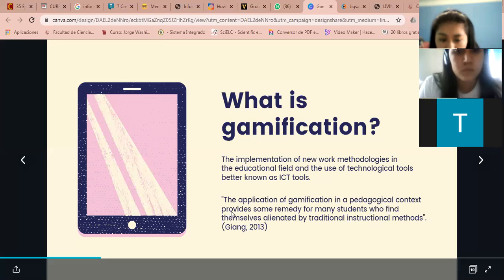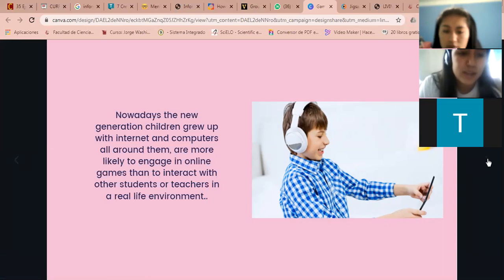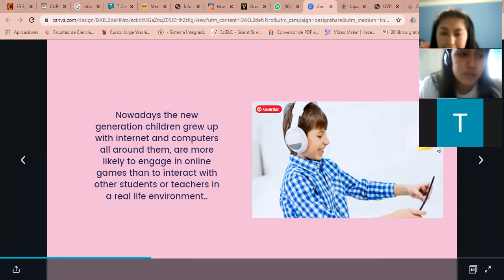2013, the application of gamification in a pedagogical context provides some remedy for many students who find themselves alienated by traditional instructional methods. Nowadays, the new generation of children, who grew up with internet and computers all around them, are more likely to engage in online games than to interact with other students or teachers in a real-life environment.